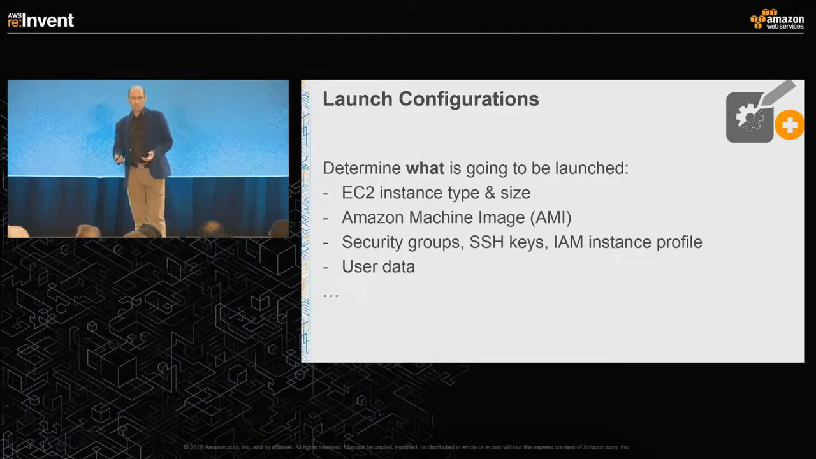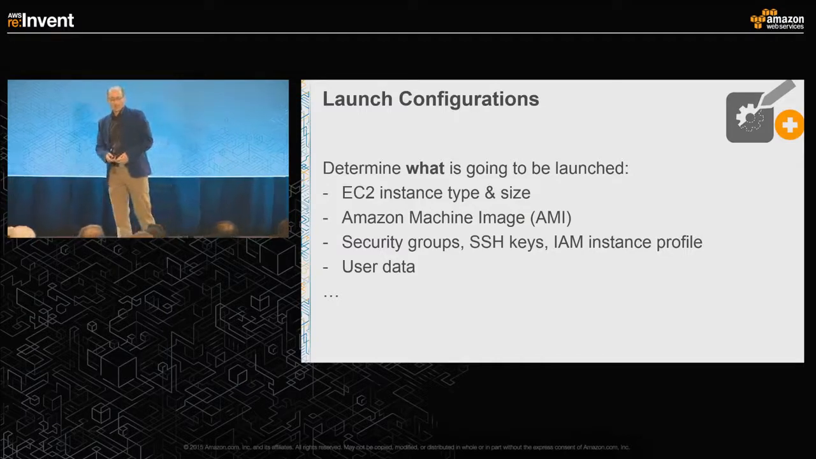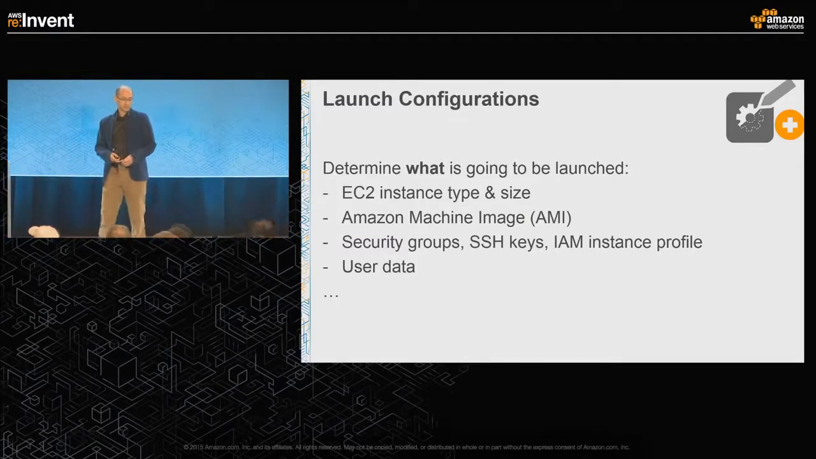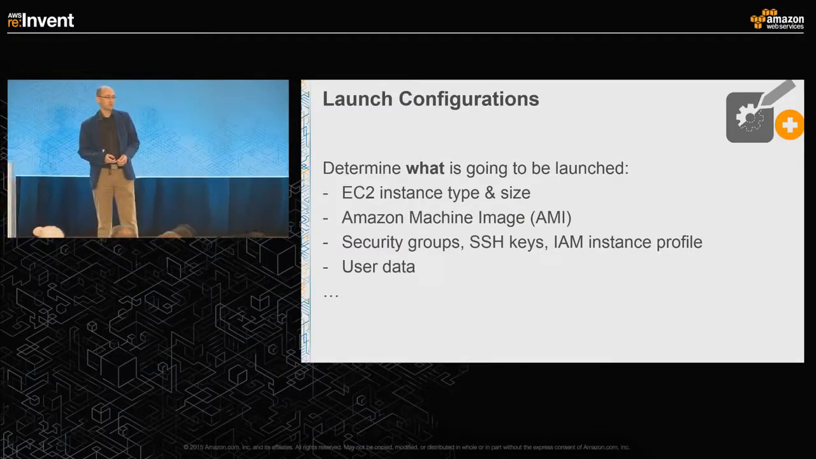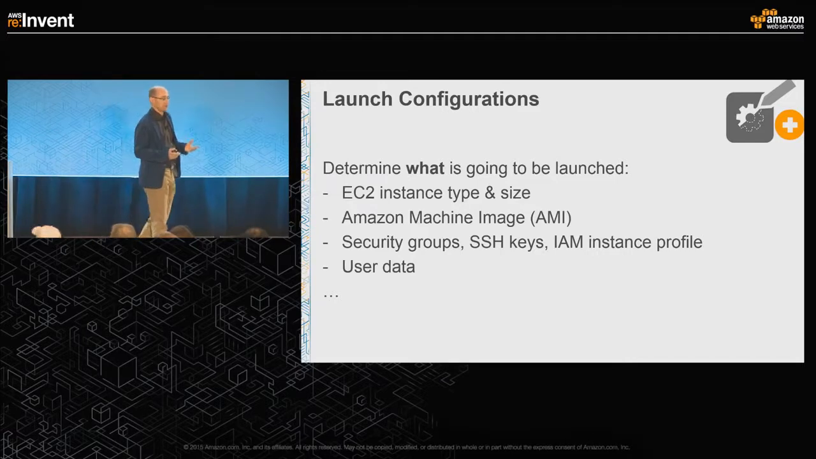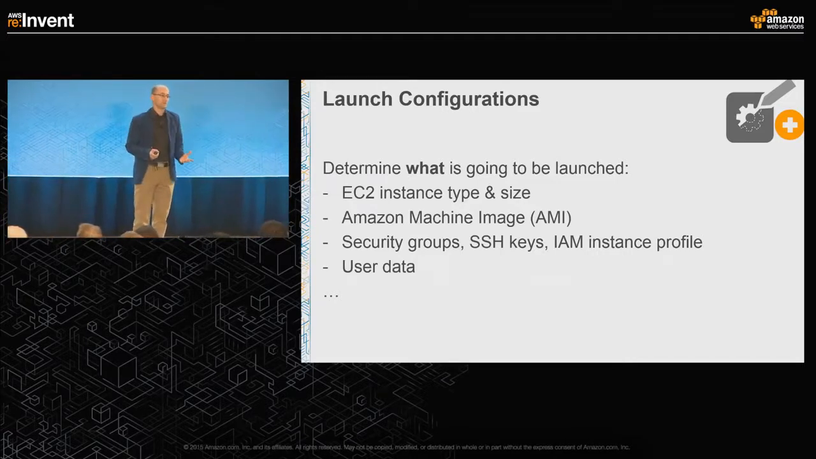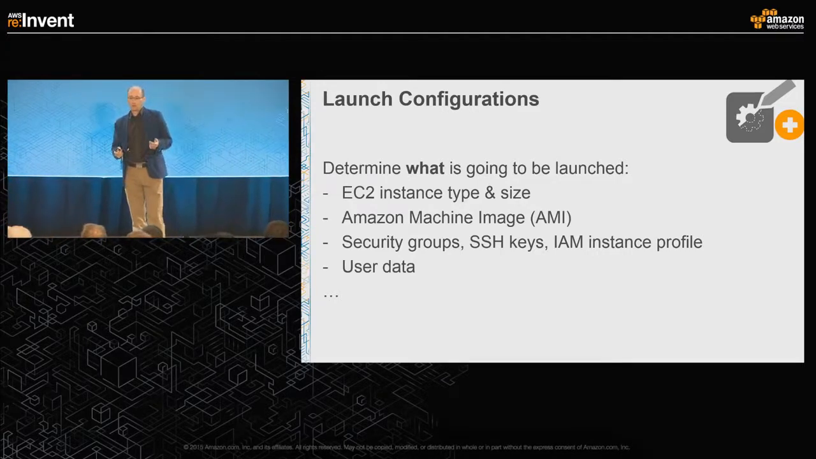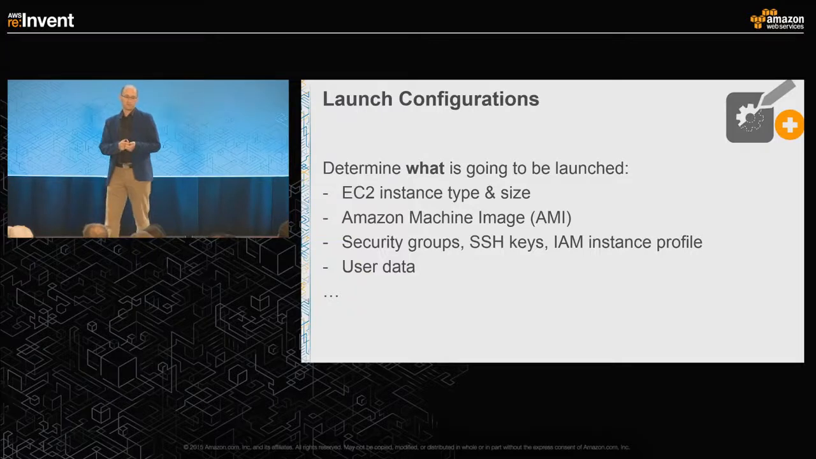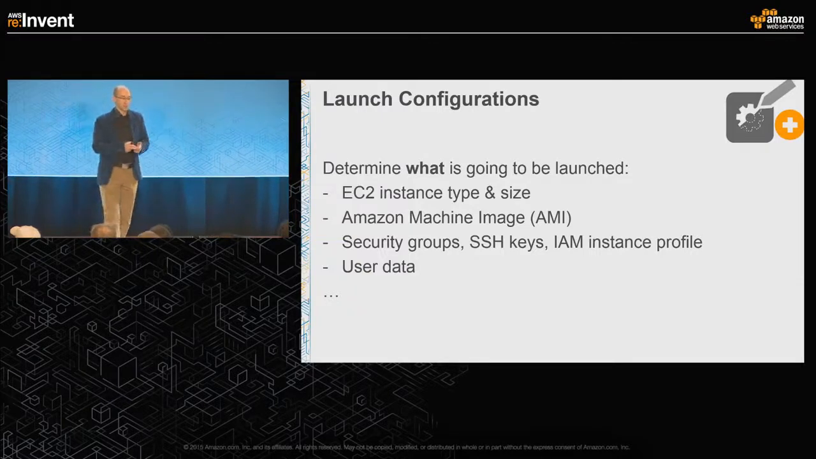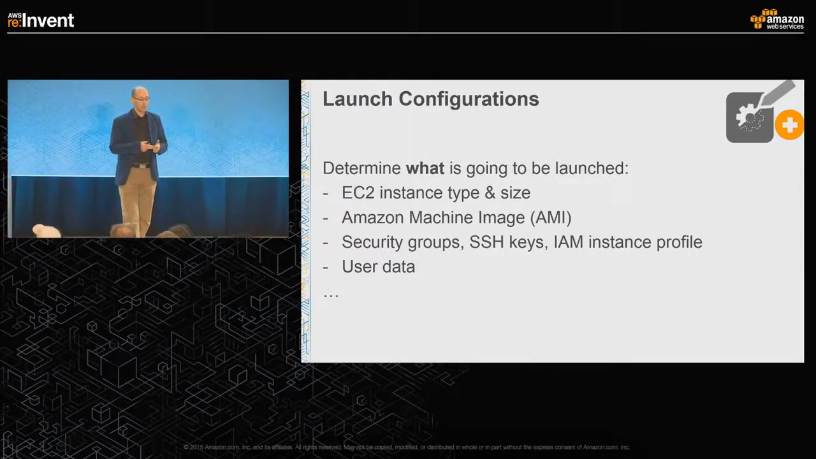But next question, of course, is how does it know what kind of server to launch? And the answer is launch configurations. That's the second thing you need to configure when you launch an auto-scaling group. Because the launch configuration tells the auto-scaling service what exactly it needs to launch. And at the very least, it needs to know which kind of AMI it should run, so what kind of software configuration and operating system is in there, which size of machine you want, which type of machine you want.